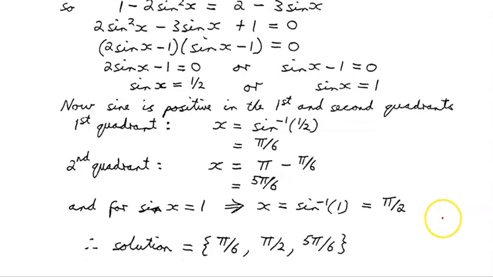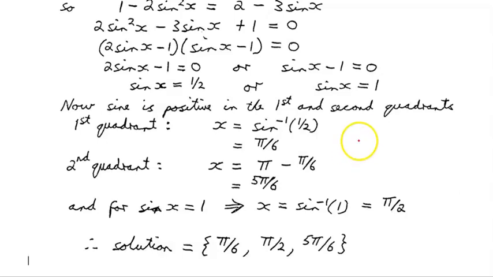Now from the other factor, for sine x equals 1, we know that x is inverse sine of 1, which is pi on 2 in that interval. And there's no other value in that interval. So our complete solution set contains 3 solutions, pi on 6, pi on 2, 5 pi on 6. Remember, with the sine function, the range or codomain is from -1 to 1, and so inverse sine of 1 is pi on 2.